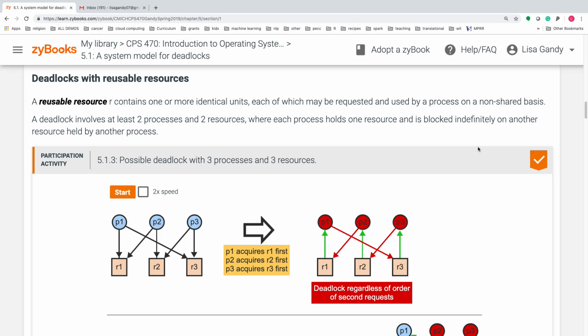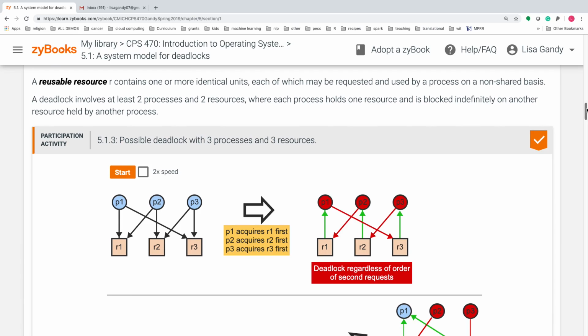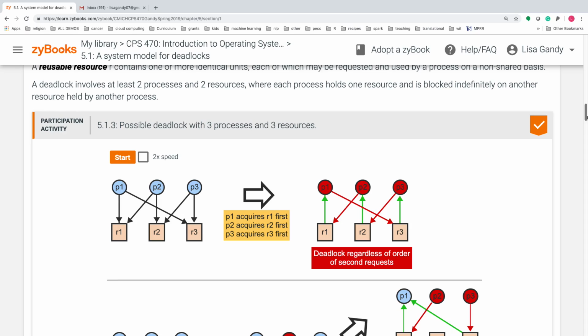So deadlock involves at least two processes and at least two resources. If you have less than that, you're not going to have a deadlock, where each process holds a resource and is blocked indefinitely on another resource. And so what we're going to talk about at the bottom of this section is how to find a deadlock in a system. And so this just shows how a deadlock can happen.